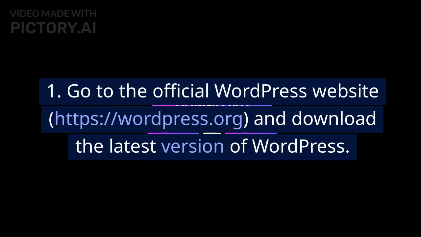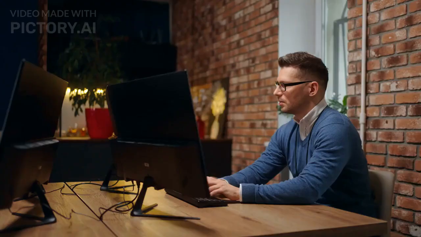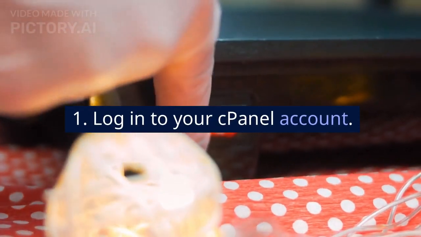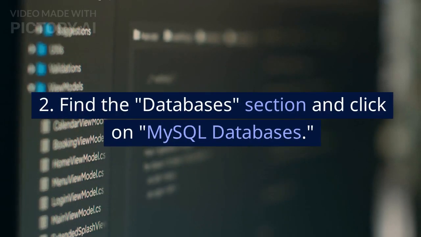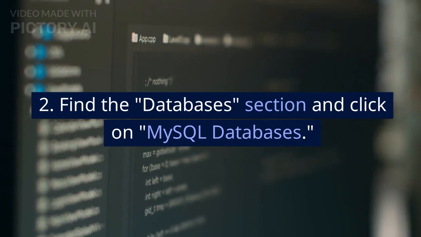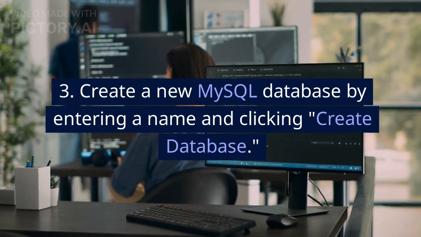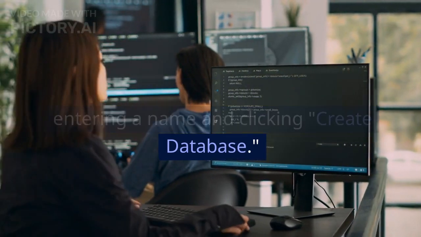1. Go to the official WordPress website, https://wordpress.org, and download the latest version of WordPress. Create a database. 1. Log into your cPanel account. 2. Find the Databases section and click on MySQL Databases. 3. Create a new MySQL database by entering a name and clicking Create Database.